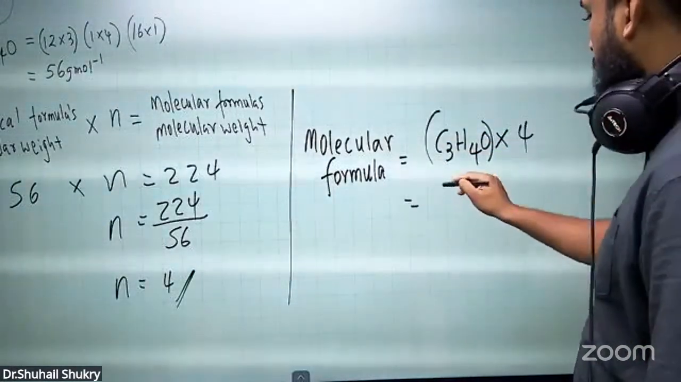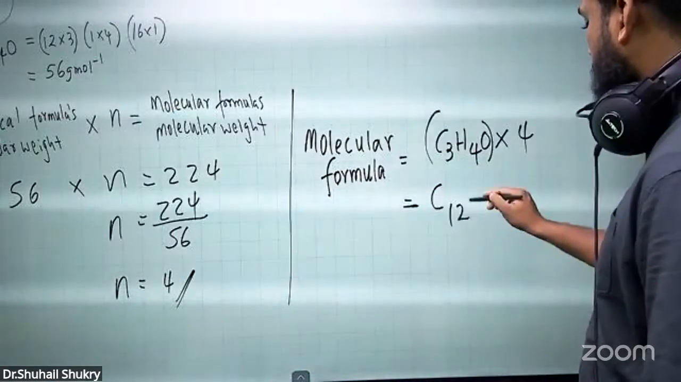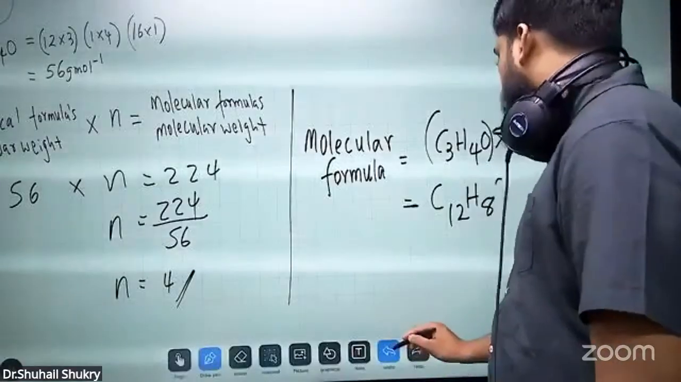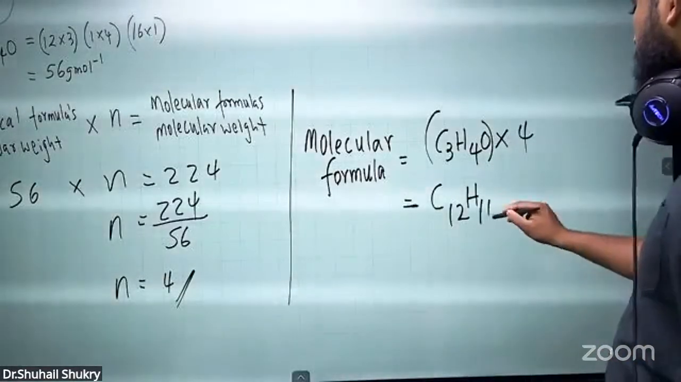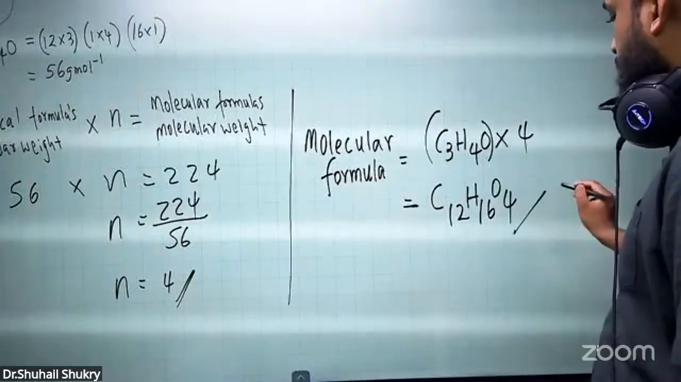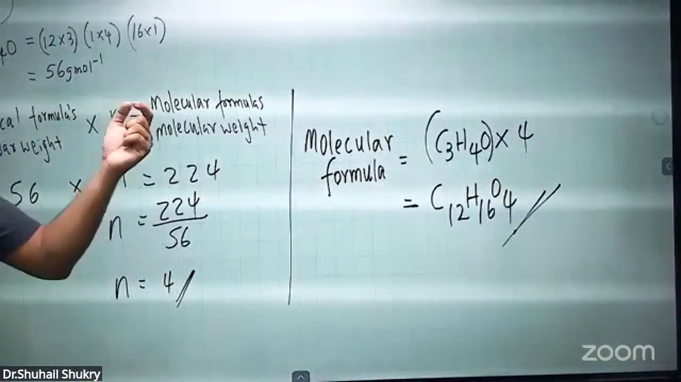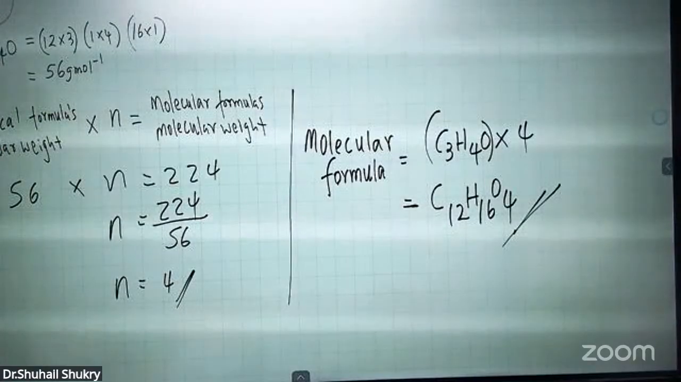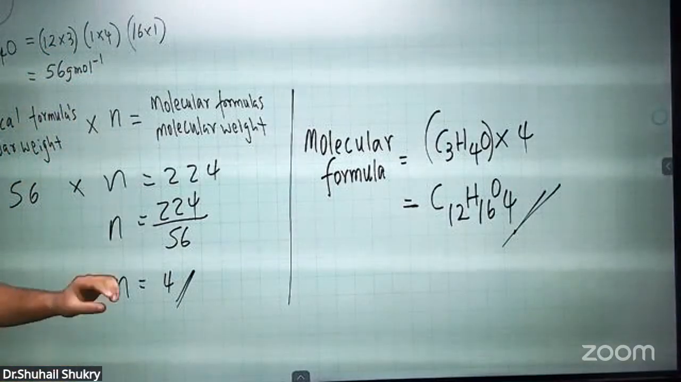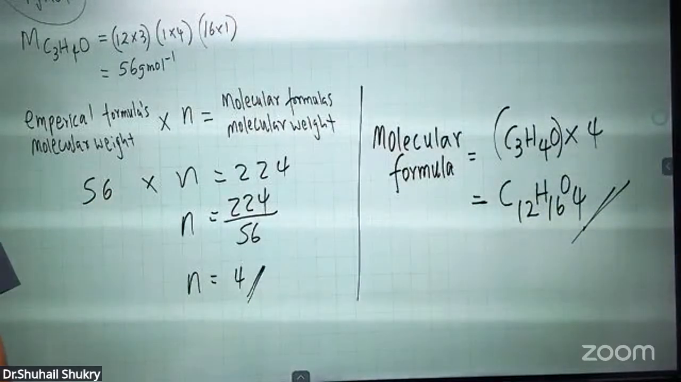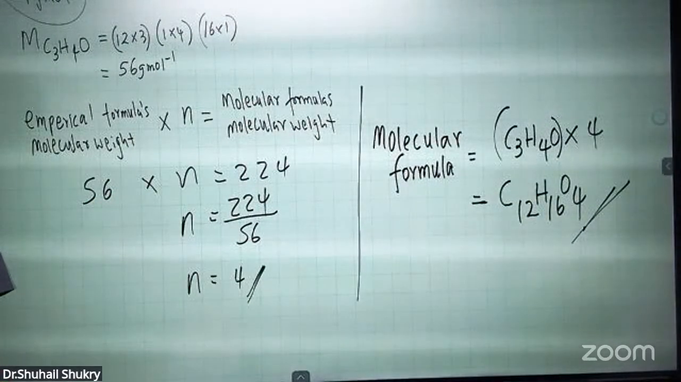Then that is the real molecular formula: C12H16O4 is the molecular formula for this. You have to find how many of this basic unit are connected. Is it clear, guys, how to get the molecular formula? You won't be confused now? Write this beautifully.